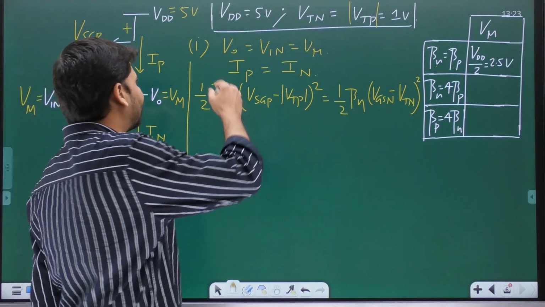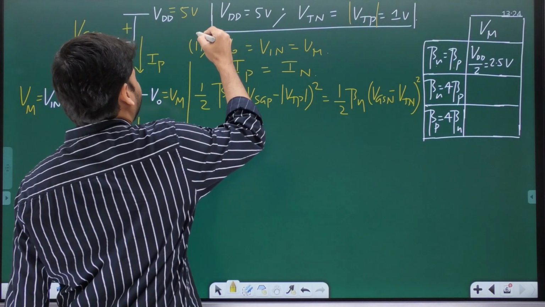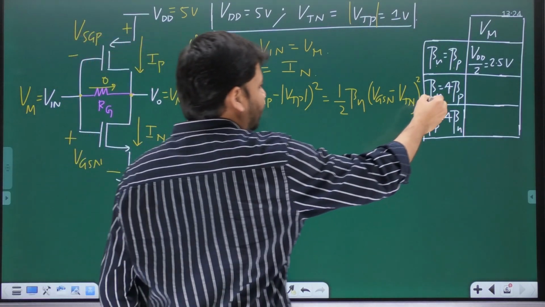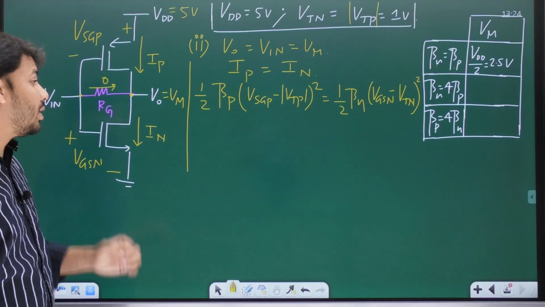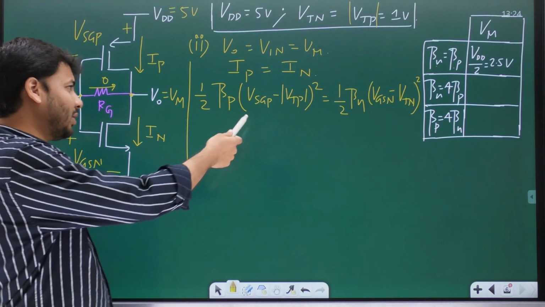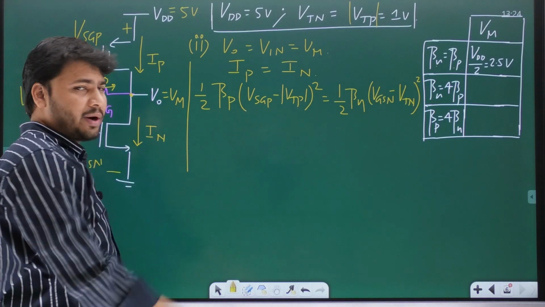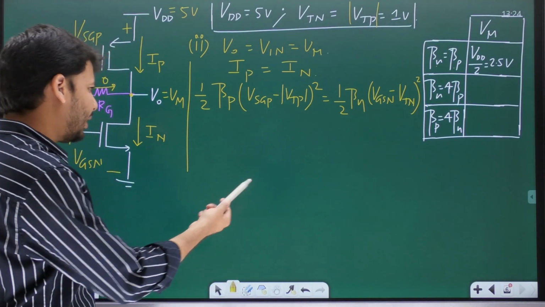Right now we are doing it for the second case, where beta n is 4 times beta p, which means NMOS is 4 times stronger than PMOS, okay? Once again, all you have to do is equate IP and IN and find the value of Vm. You can easily do that.